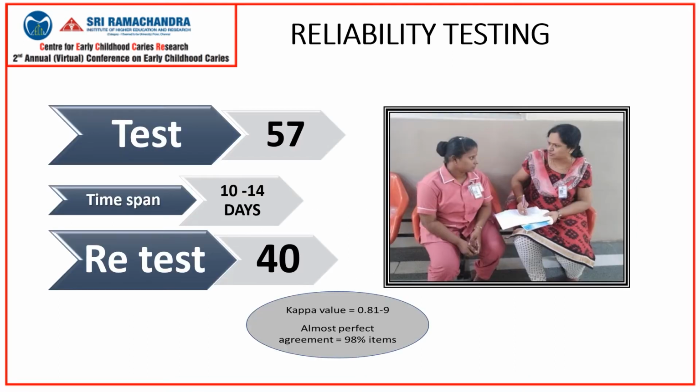Next, the scale was finally subjected to reliability testing by the test-retest method. It was tested on 57 mothers, of which 40 were retested after a span of 10 to 14 days. And the kappa value was 0.81 to 0.9, which means an almost perfect agreement was obtained in 98% of the items.